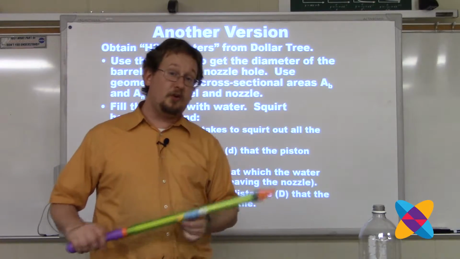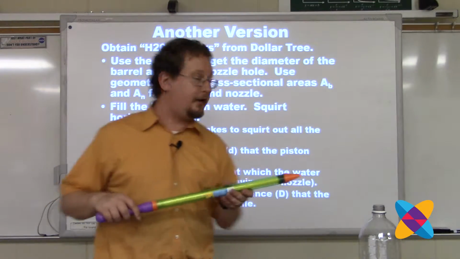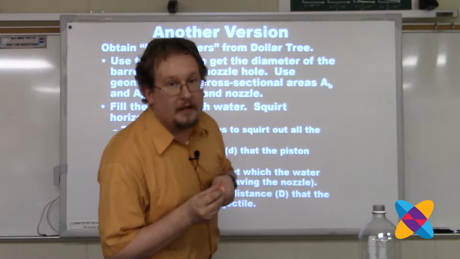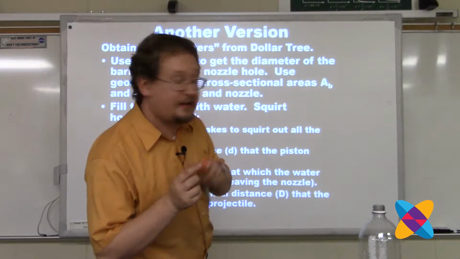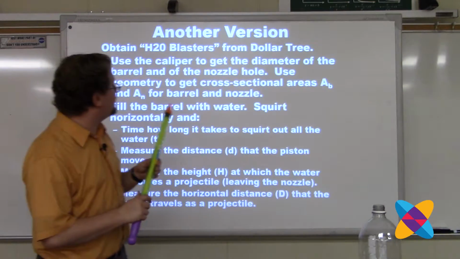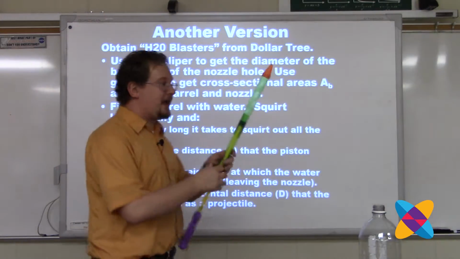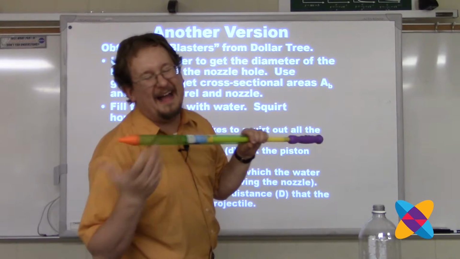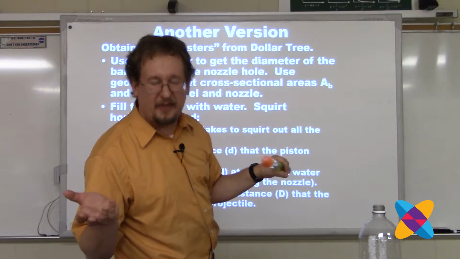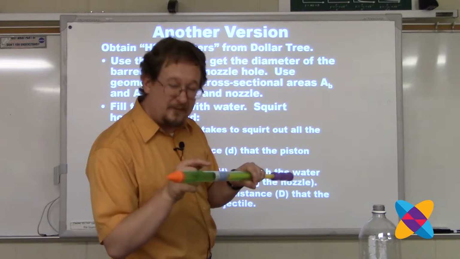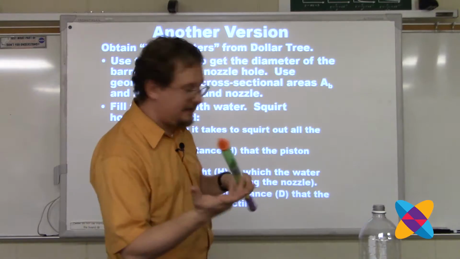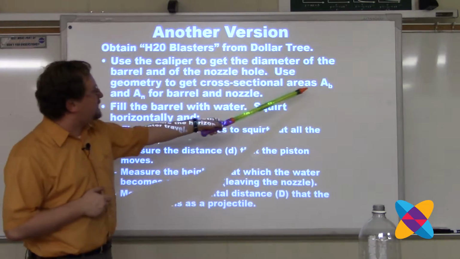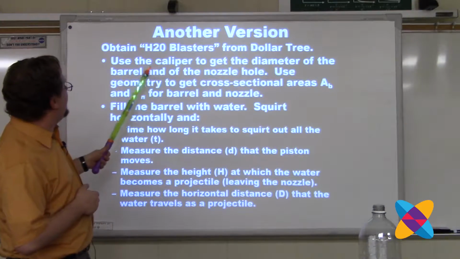So what I have the students do is they'll go outside, and I'll bring out a big bucket of water. They're going to use a caliper to get the diameter, really ultimately the area, of this little nozzle. They're also going to use the same caliper to get the area of this barrel. The plastic of the barrel is very, very thin, so I assume that the outside radius and diameter is the same as the inside radius and diameter. So you get the cross-sectional areas: area of the barrel and area of the nozzle.